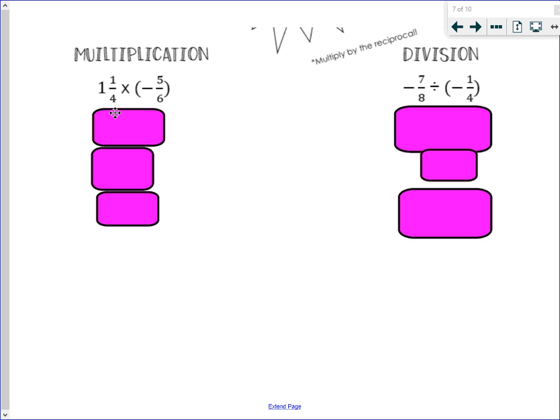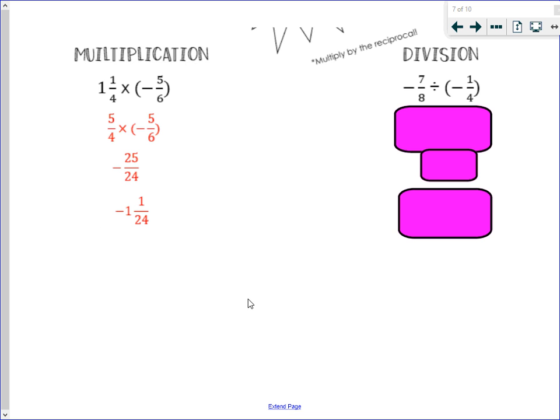All right, so the first one, we're going to change it to improper fractions first. So it's going to be 5/4 times the negative 5/6. Then we're going to multiply across. So it's a negative 25 over 24. And you can change to a mixed number if you'd like. It'll be 1 and 1/24. But remember, it's negative because it's a positive times a negative.